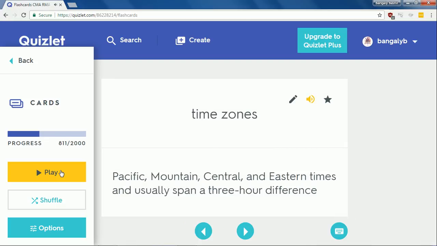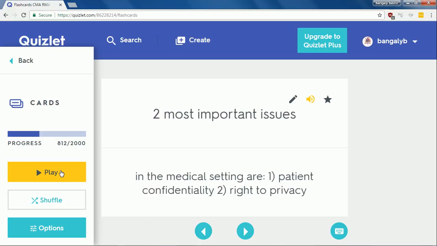Time zones: Pacific, Mountain, Central, and Eastern times usually span a 3-hour difference. The two most important issues in the medical setting are: 1. Patient confidentiality, 2. Right to privacy.